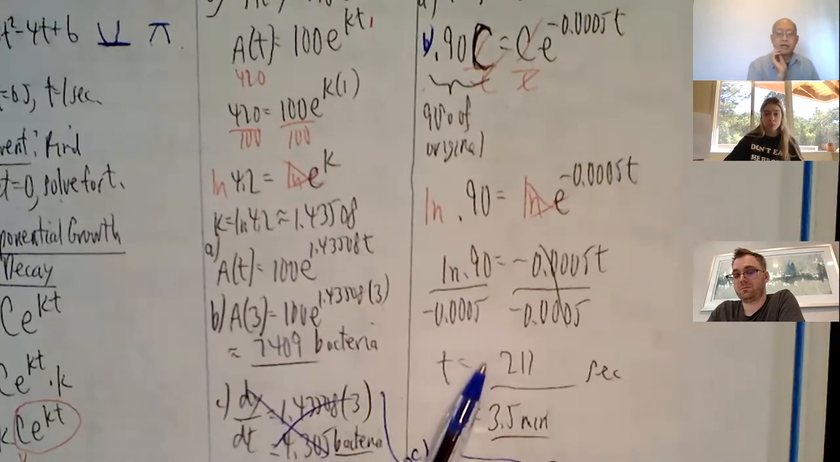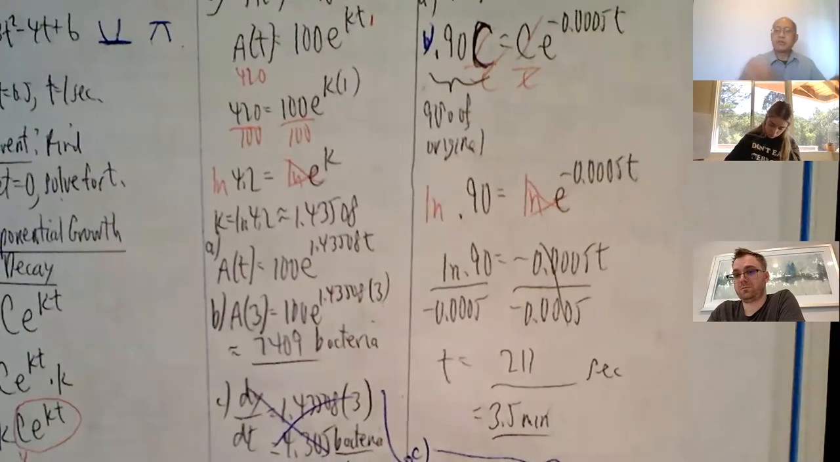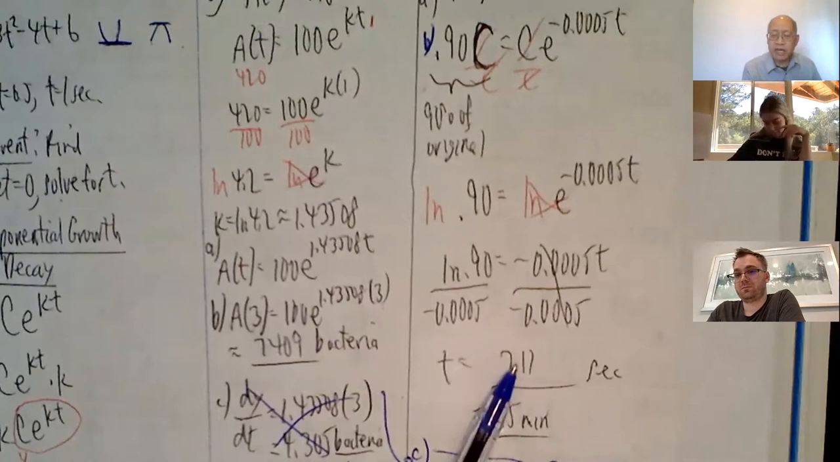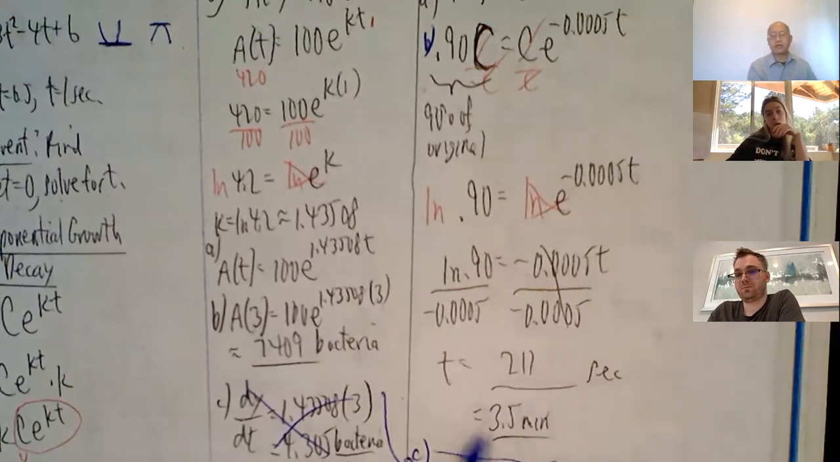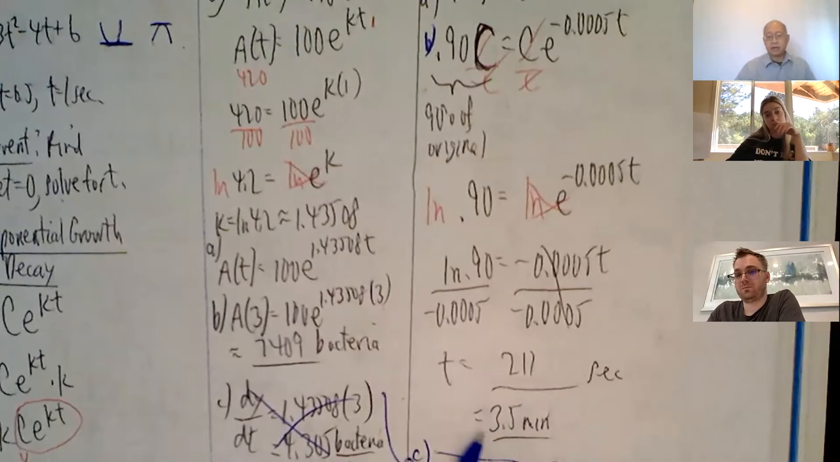Okay. But normally you prefer to answer in terms of minutes, right? Usually when you have a number like this, if a number is less than 60 seconds, you just say, okay, 55 seconds or 37 seconds. But 211 seconds, you prefer to change that to minutes. So that's roughly 3.5 minutes. 210 seconds is exactly 3.5 minutes, so add another second. But we say it's about 3.5 minutes.